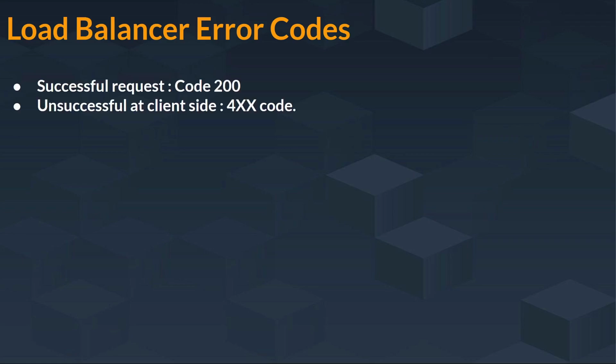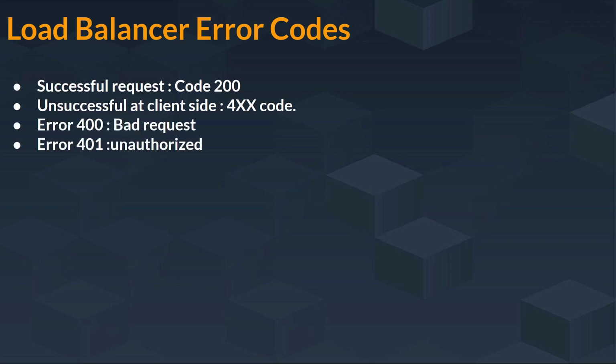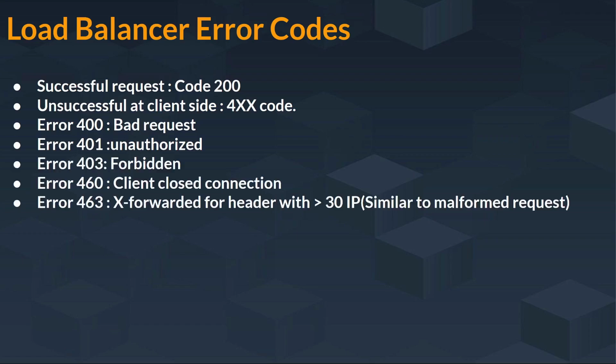Suppose any of the services are unsuccessful at the client side: error 400 is bad request, error 401 is unauthorized, 403 is forbidden, 460 is client closed connection, and 463 is X-Forwarded-For header with more than 30 IPs, which is very similar to a multi request. You don't have to remember all these, but you just have to remember that 4xx codes are for unsuccessful requests at the client side.